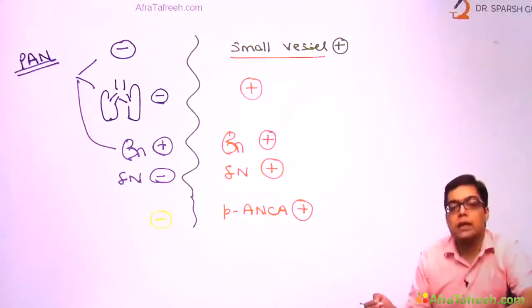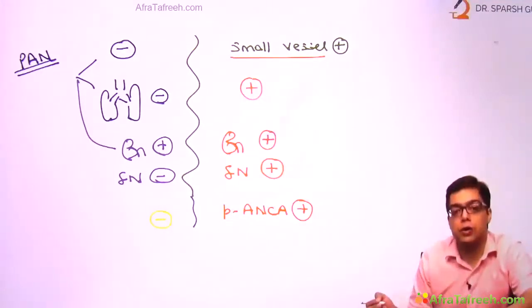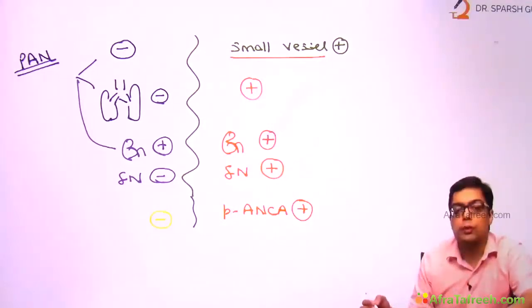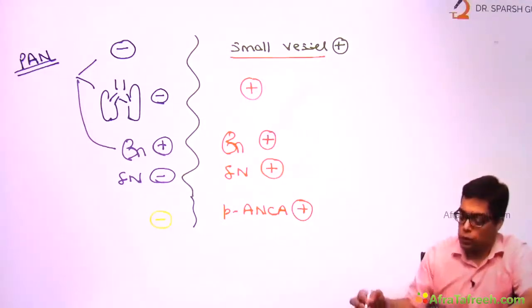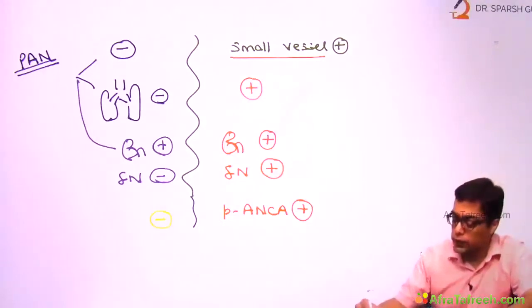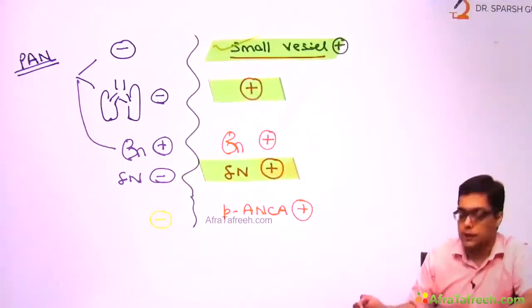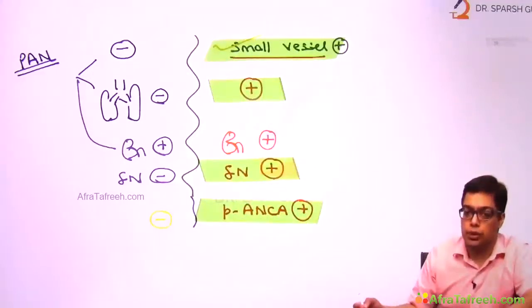So both of them are examples of multisystem inflammatory disorders, but there is a difference with respect to these four important properties. In microscopic polyangiitis, small vessels are affected, patients have involvement of the lungs as well as glomerulonephritis, and they have P-ANCA positivity.